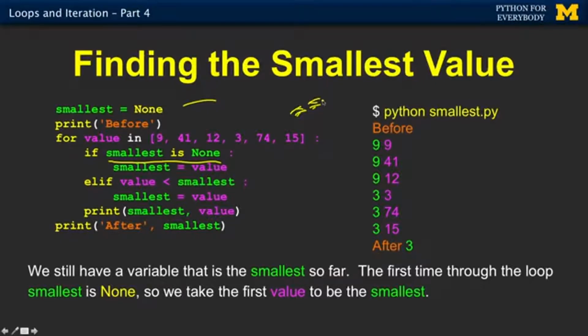It means, is it exactly the same as? And so if we are asking, is smallest None, that's only true if we've got a None in there. If we put 17 in, smallest is not None. So this is how it works.